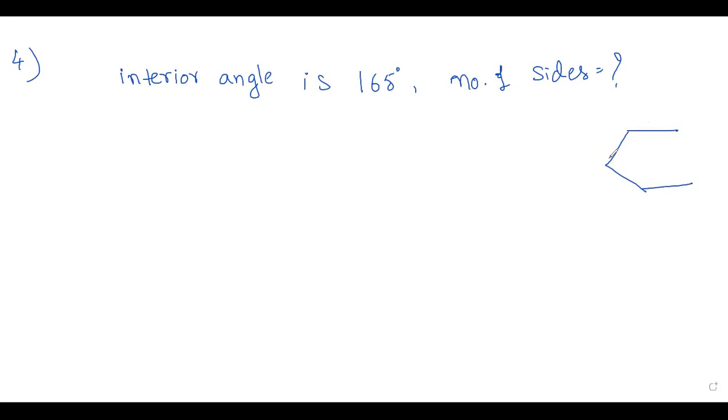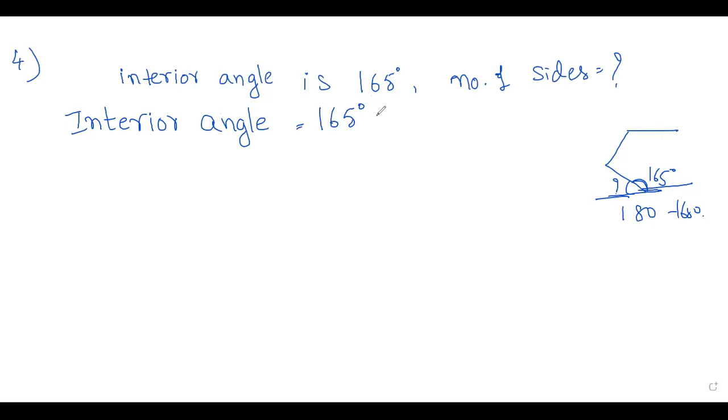Okay children, so interior angle, what will you write? So this is interior angle is 165. What about exterior angle here? Can you write 180 minus 165? Yes. Okay, right here. Interior. So if the angle inside is 165, what will the exterior angle outside be? 180 minus 165. Interior angle is equal to 165 degree.